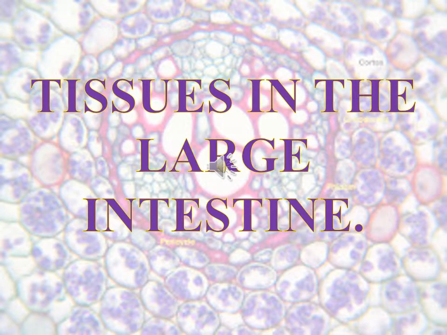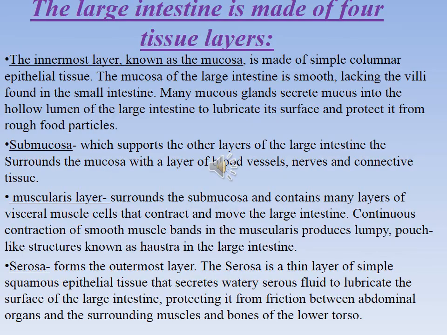Tissues in the large intestine. The large intestine is made up of 4 layers. The inner layer, known as the mucosa, is made of simple columnar epithelial tissue. The mucosa of the large intestine is smooth, lacking the villi found in the small intestine.